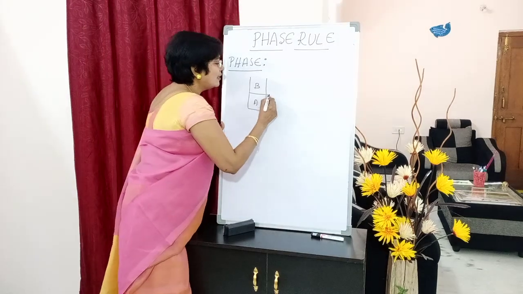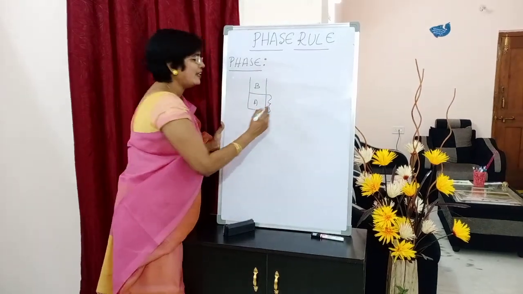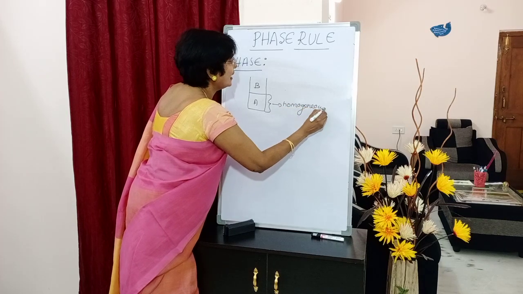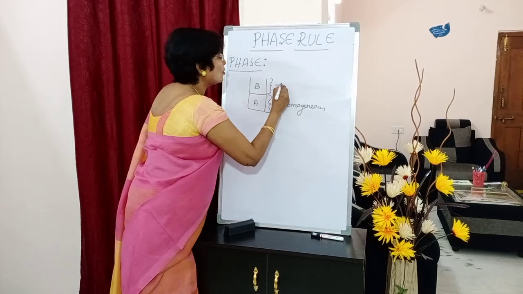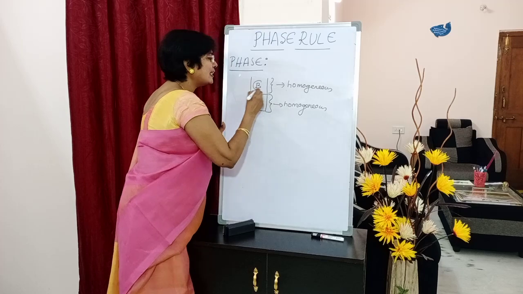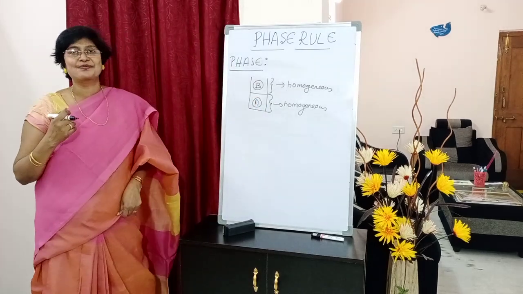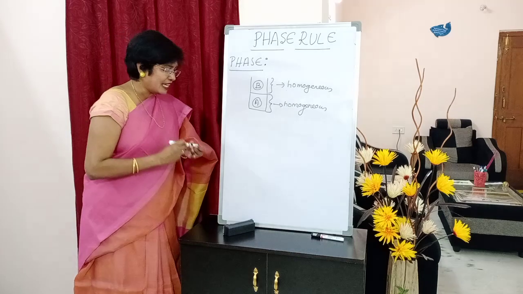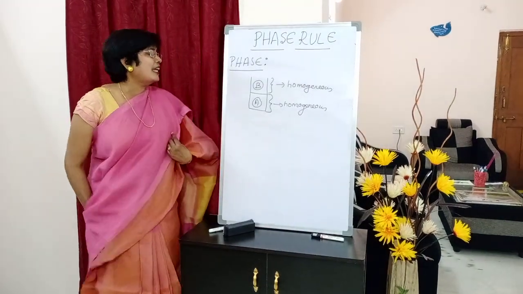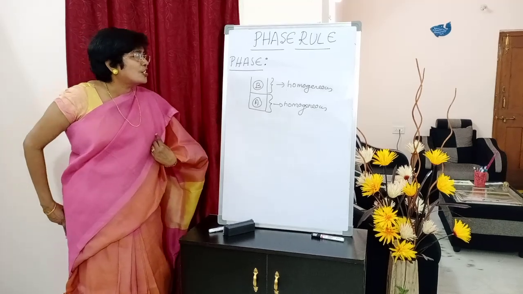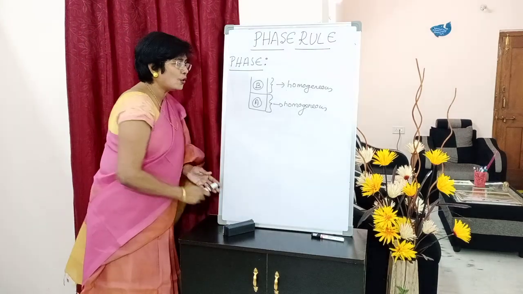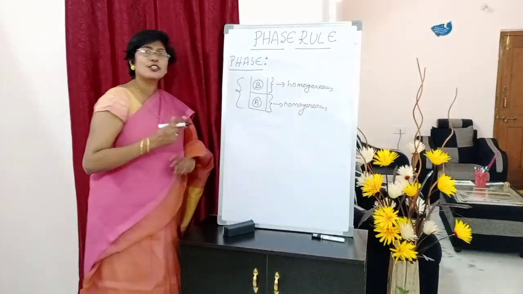If we look at only A, it is homogeneous by itself. If we look at B, it is homogeneous by itself. But both are different, A and B. So it has two phases, students. What are they? A and B. A is homogeneous by itself, B is homogeneous by itself. So in total this is a heterogeneous system.